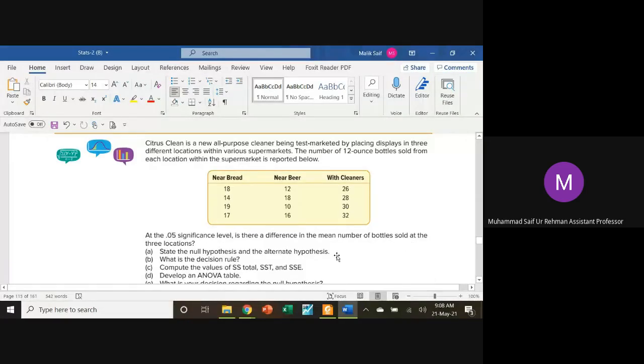So for the mean number of bottles, you can add these numbers and divide by 4. So you would have the mean number of bottles sold when they were near the bread. Similarly, the mean number of bottles sold when they were near the beer. Similarly, when they were near the other cleaners.